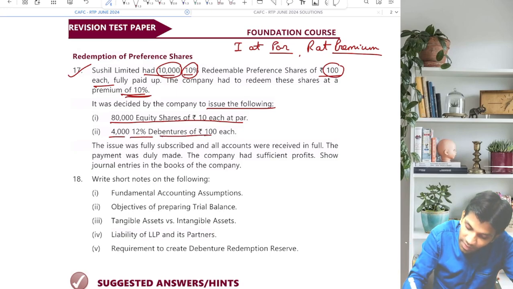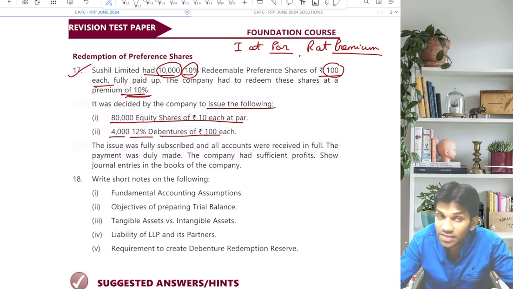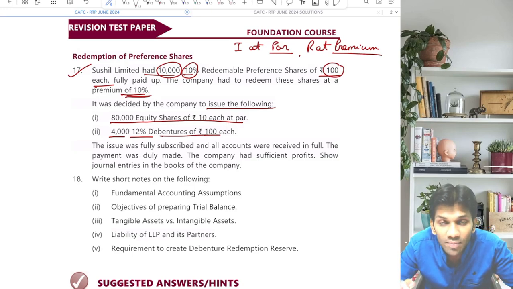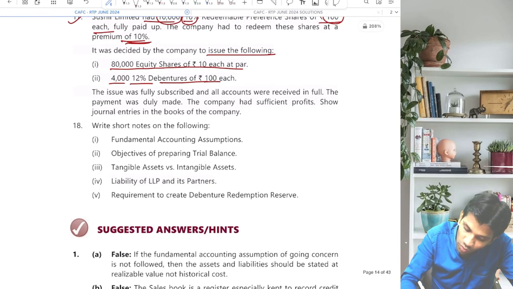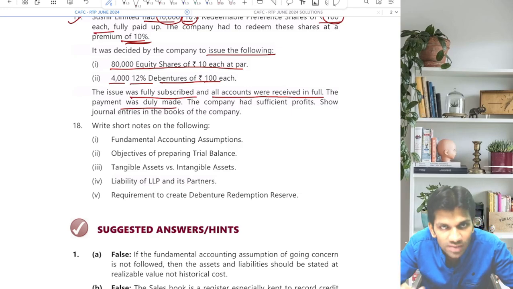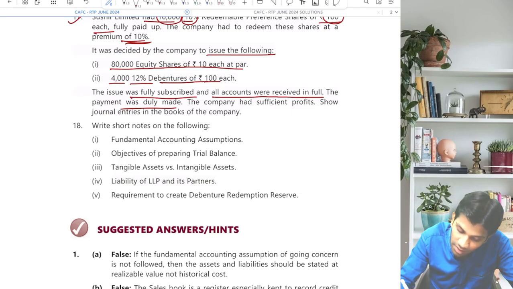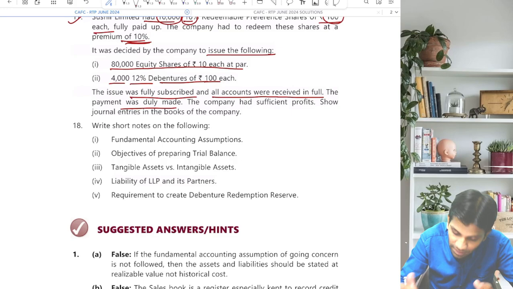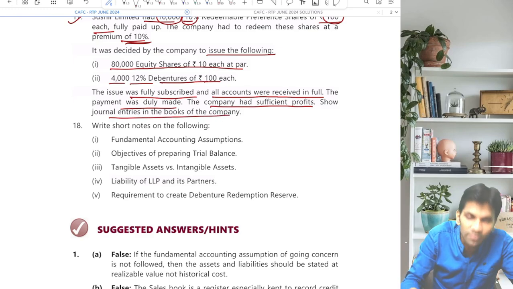4,000, 12% debentures of 100 each. As I told you, only a fresh issue of equity shares can be utilized to redeem the preference shares. The company has issued debentures, but the money received cannot be utilized to redeem the preference shares; we need to pass an entry for the issue of debentures also. The issue was fully subscribed and all the amounts were received in full. Everybody paid the money, the debentures were issued, the money was received, and then the preference shares were redeemed. The company had sufficient profits. Show journal entries in the books of the company.